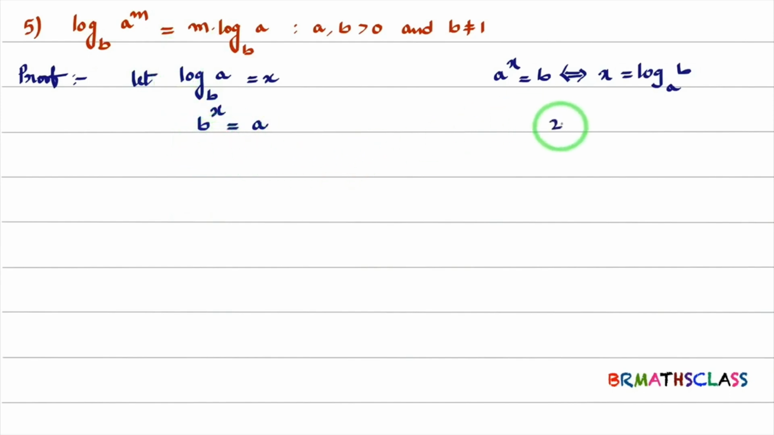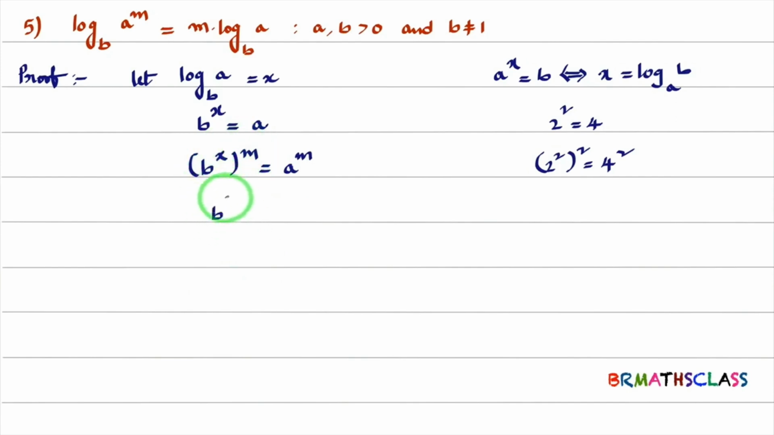For example, 2 squared equals 4. I can square this on both sides: 2 squared whole squared is 4 squared. In the same way, here I'll take whole power m on both sides. (b^x)^m = a^m. Now you see this is of the form (a^m)^n. So what can this be written as?